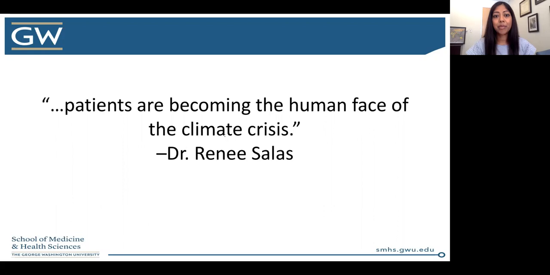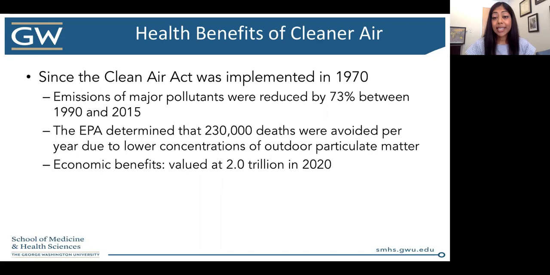Since the Clean Air Act was implemented in 1970, emissions of major pollutants were reduced by 73% between 1990 and 2015. The major pollutants are particulate matter, sulfur oxides, nitrogen oxides, carbon monoxide, volatile organic compounds, and lead. The EPA determined that 230,000 deaths were avoided per year due to lower concentrations of outdoor particulate matter. In addition, other benefits include reductions in asthma exacerbations, 2.4 million fewer attacks per year, reductions in acute myocardial infarctions, 200,000 fewer cases per year, and 66,000 fewer admissions for respiratory conditions.